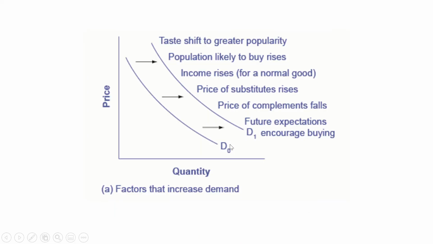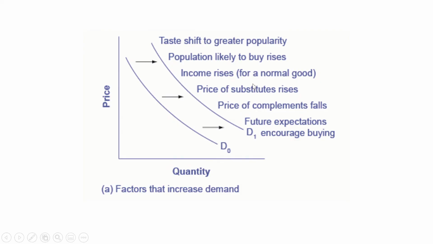Okay, so these last two slides are just quickly some things, again, that get shifted. Here they show, just for demand, what can increase demand. Again, the taste and preferences change. Maybe you want new things. Population likely to buy rises, so more people buy something, whatever it is. People have more money to spend.